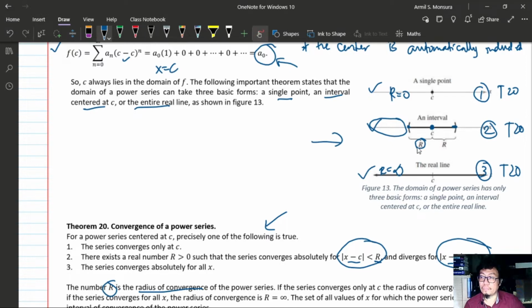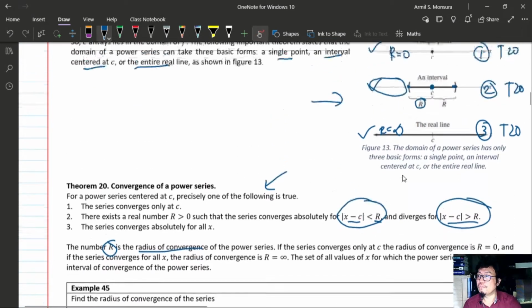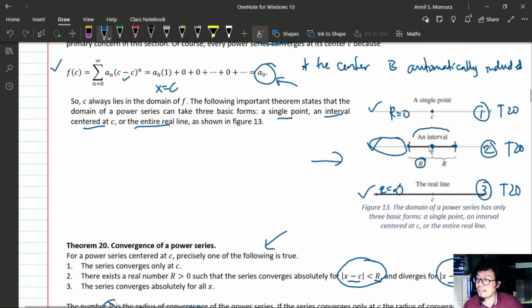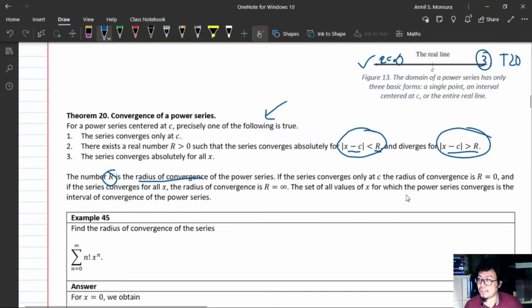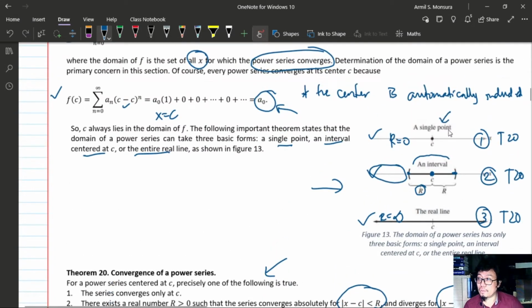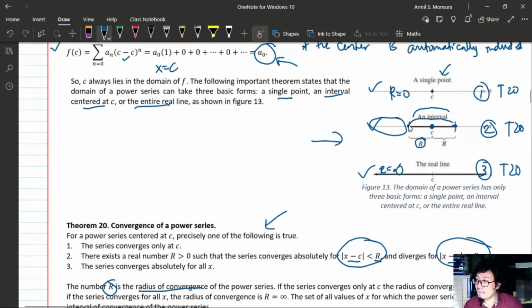second point of Theorem 20. The set of all values of x for which the power series converges is the interval of convergence of the power series. So where your power series converges will be included in the interval of convergence. Here, we don't have an interval of convergence because your series only converges on a single point. Here, this is the interval of your convergence. Here, the entire number line is the interval of your convergence.